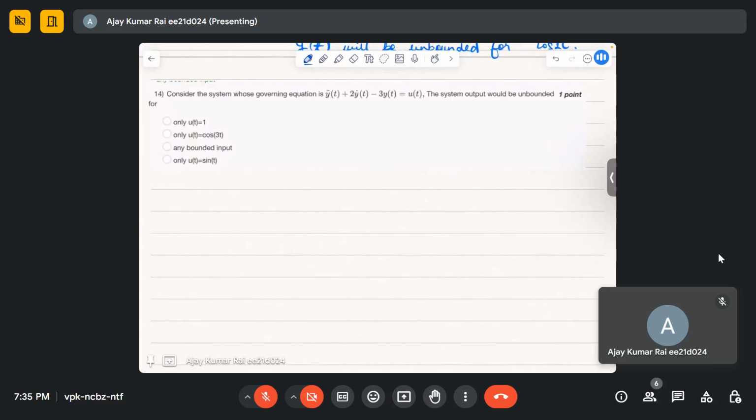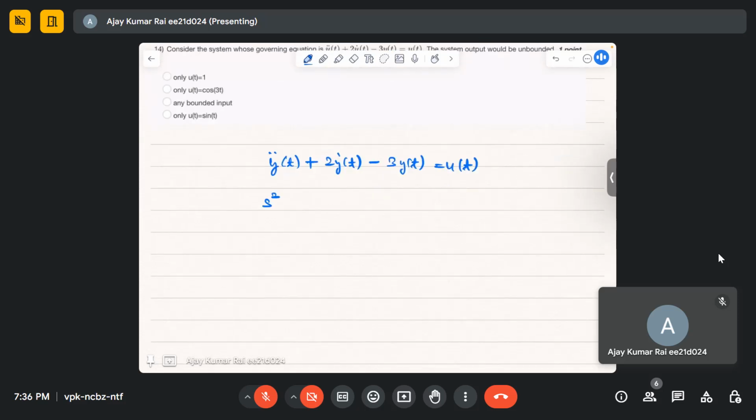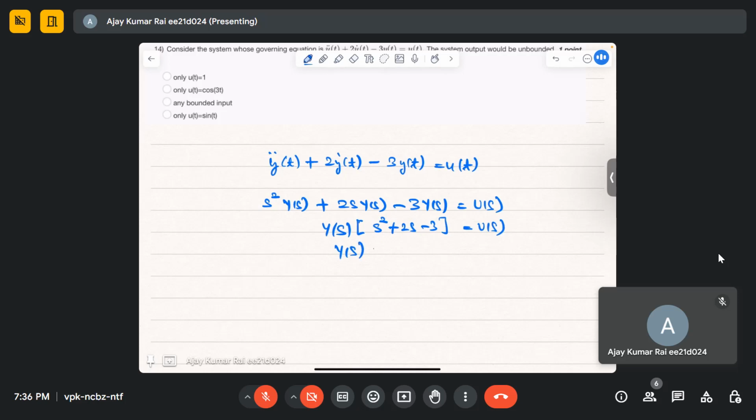Okay, let me see question 14. Consider the system whose governing equation is this. The system output would be unbounded for. Again, same question. Let me first find the Laplace transform. First, you'll see what the plant transfer function is, its poles. s square Y of s plus 2s Y of s minus 3 Y of s equal to U of s. Let's find Y of s. I have taken Y of s common: s square plus 2s minus 3.